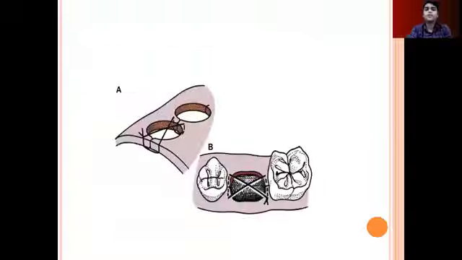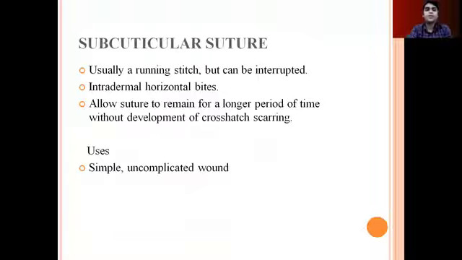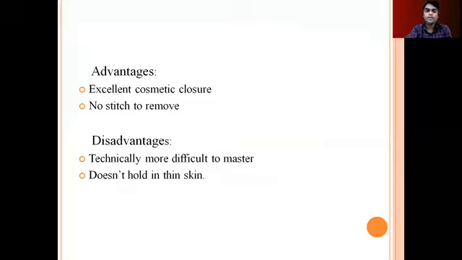Here is an image for the figure of 8 suture. Coming to the subcuticular suture, it is usually a running stitch but can be interrupted. In this, we give intradermal horizontal bites, which allow the suture to remain for a longer period of time without development of cross-hatch scarring. Its uses are simple, uncomplicated wounds. Advantages are excellent cosmetic closure and no stitch to remove since it is within the defect. Disadvantages are that it is technically more difficult to master and doesn't hold in thin skin.